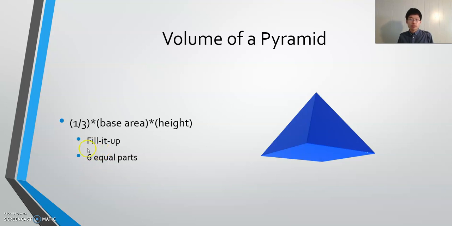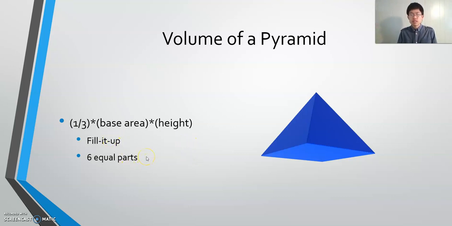One of them is to fill it up, using sand or something. You get a pyramid and put sand inside and pour it into a prism with the same base area and height. You keep pouring it in, filling it up, and then see how many times you need to pour it into the prism.